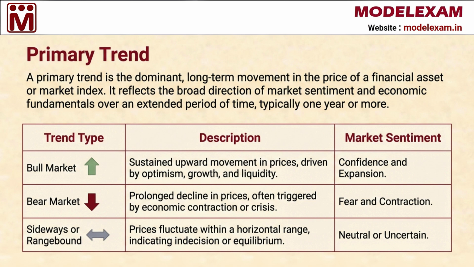Let us start with the big picture known as the primary trend. This is the dominant long-term movement of the market. Think of this like the tide of the ocean. It reflects the overall direction of the economy and investor feelings over a long period, typically lasting 1 year or more. We classify these into three types. First is a bull market, where prices go up because of optimism and economic growth. Second is a bear market, where prices fall due to fear or economic contraction. And third is a sideways or range-bound market, where prices are stuck in the middle, showing indecision.